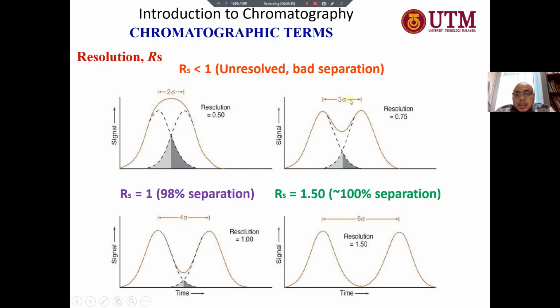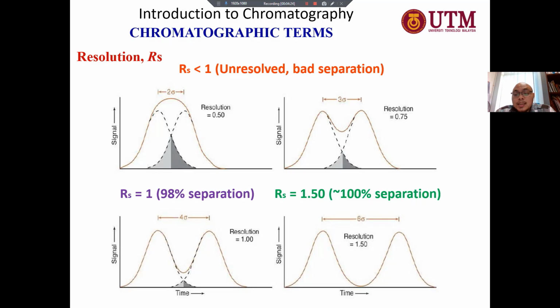Okay, if we look over here, RS value, if for example here the RS value is 0.5, it means that your peaks are totally non-separated. Okay, from here is for example 0.75 and here is 1.0. So the minimum is 1.5. The minimum is 1.5. If you are not able to obtain more than 1.5, it means that you don't have a very good separation, and unfortunately, your analysis will not be accepted.